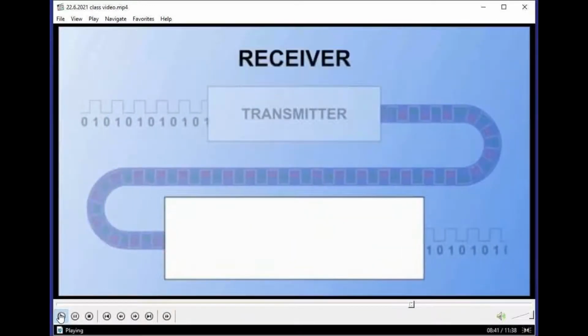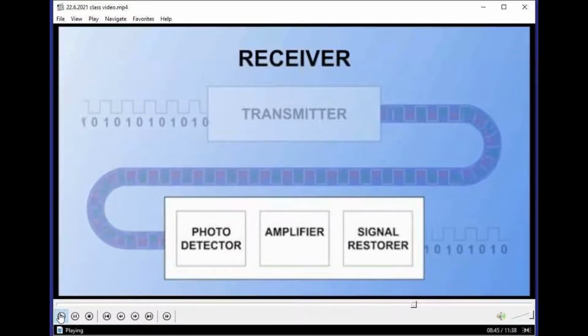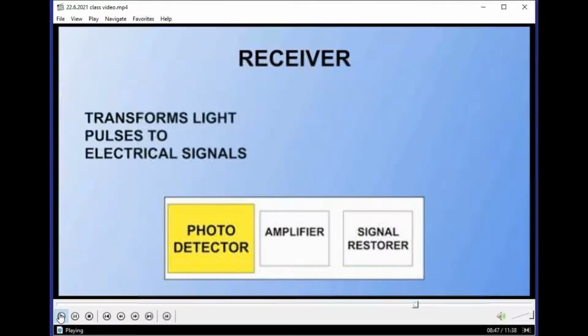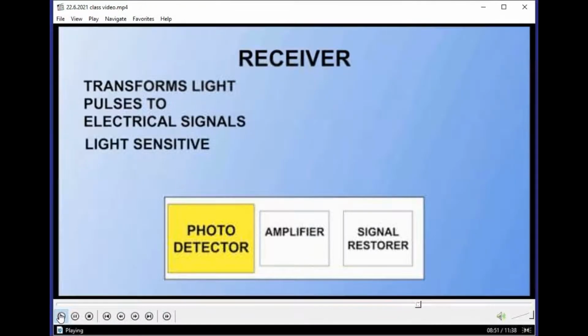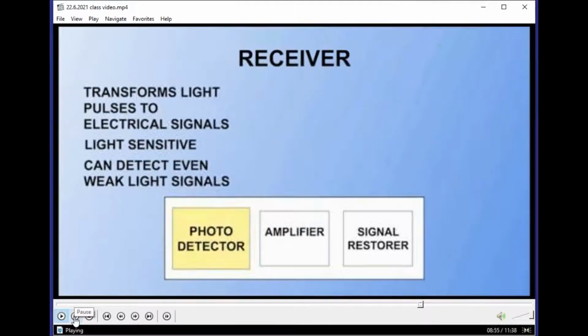The receiver consists of a photodetector, an amplifier, and a signal restorer. The photodetector transforms light pulses into electrical signals. It is light sensitive and must be capable of detecting even weak light pulses.